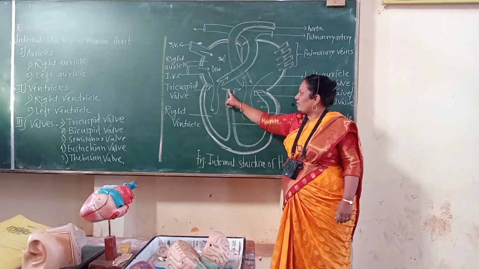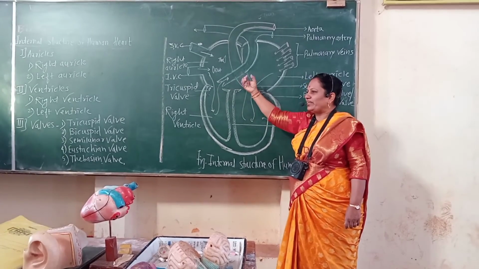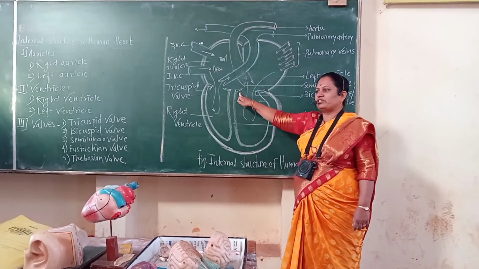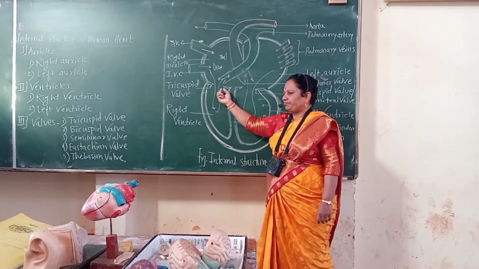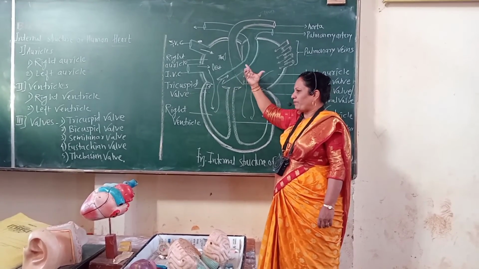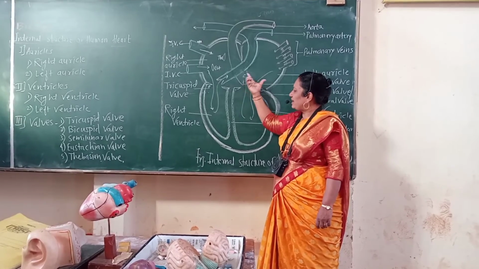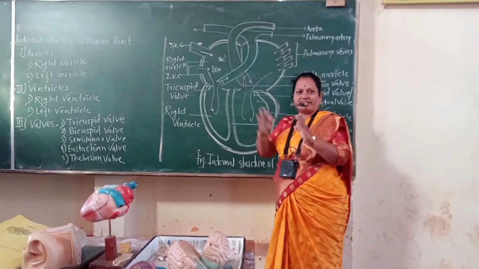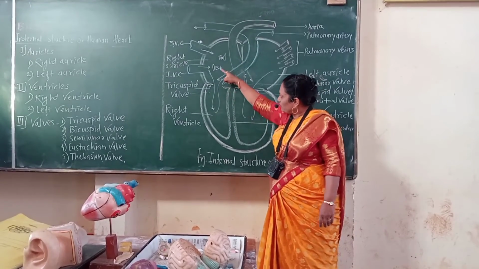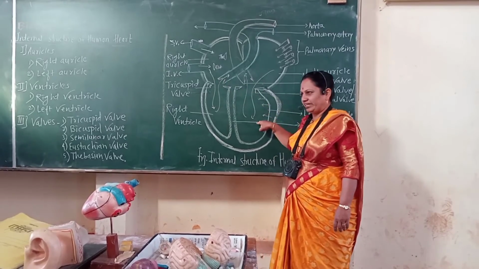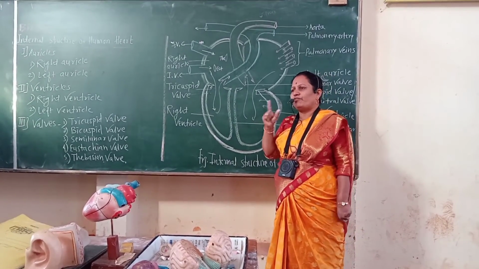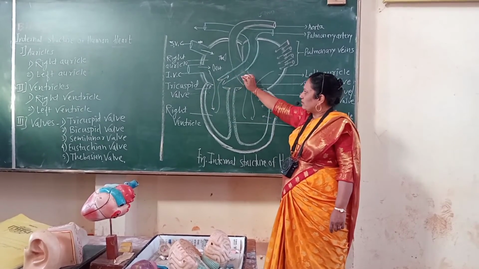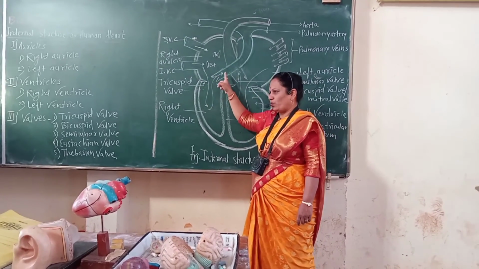What is the function of valves? At the time of systole and diastole, the valves perform a very important function, that is, they get closed. When the two auricles get relaxed, at that time these valves get closed. And when these two auricles get contracted, valves get open so that blood from the auricle enters into the ventricle. It is the opening and closing of valves that keeps blood flowing in one direction, that is, blood flows in one direction only.